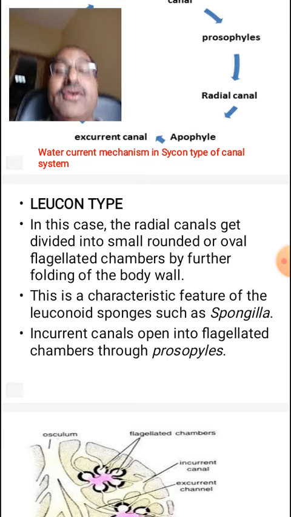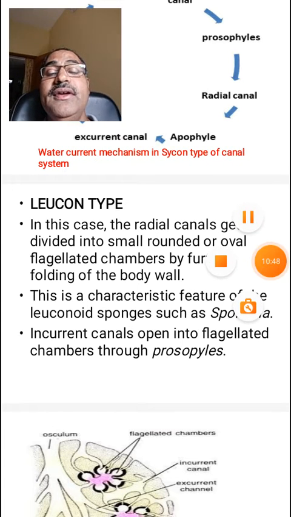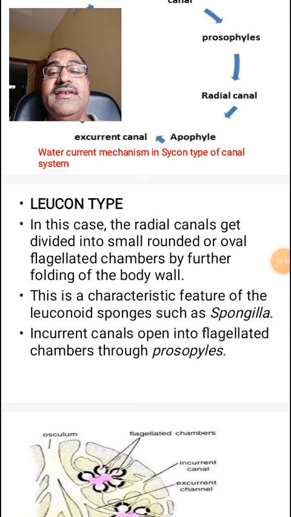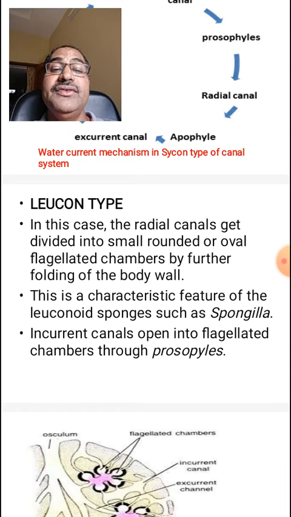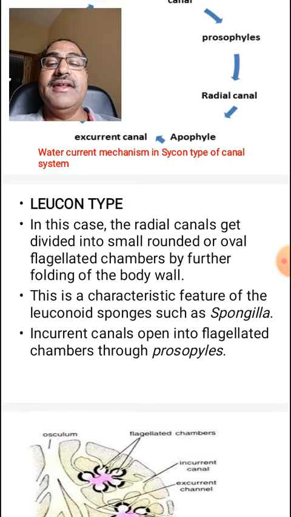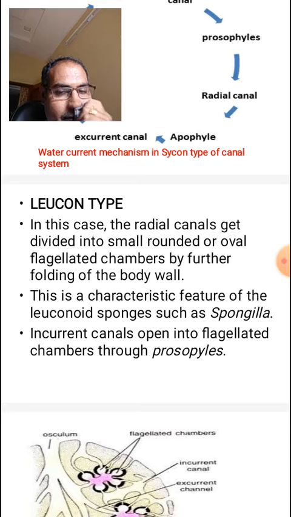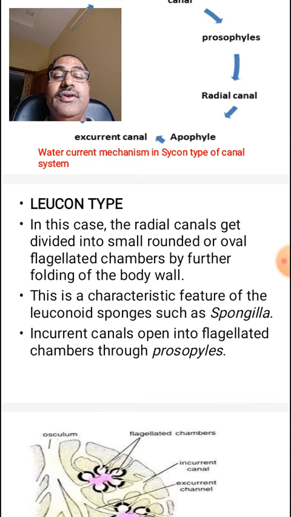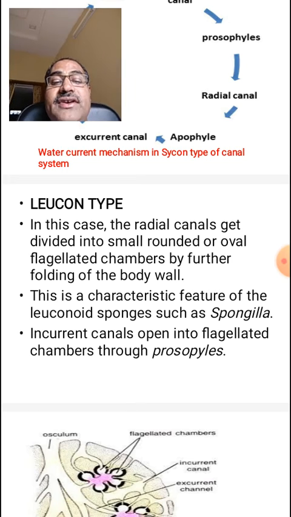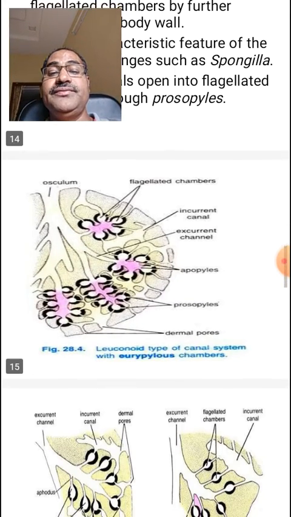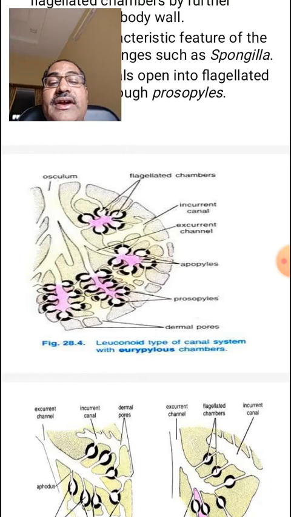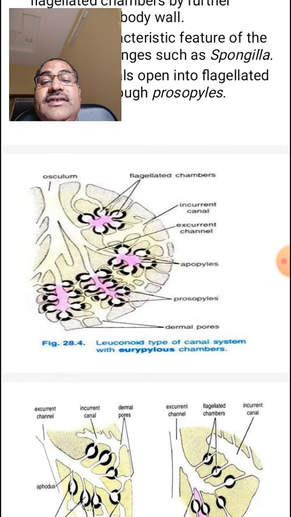And the next one is the leucon type. In this case, the radial canals get divided into small rounded or oval flagellated chambers by further folding of the body wall. This is a characteristic feature of the leuconoid sponges such as Spongilla. Incurrent canals open into the flagellated chambers through the prosopyles. So this is the leuconoid type of the canal system. You can see this in the figures.